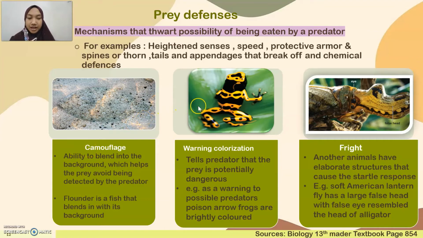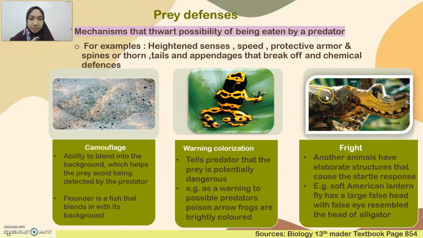Okay, next, another common anti-predator defense among animals is warning coloration. Animals with this ability will tell the predator that the prey is potentially dangerous. An example here: poison arrow frogs are brightly colored to warn predators that they are dangerous to the touch.